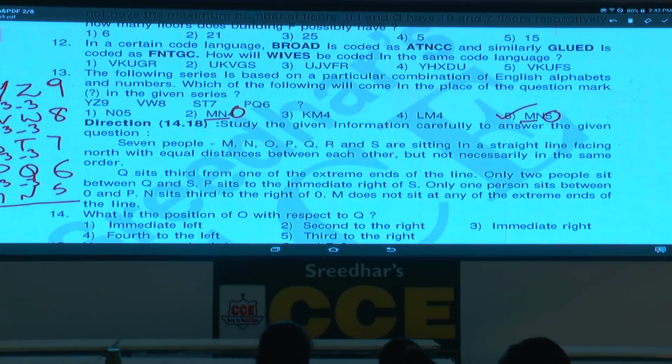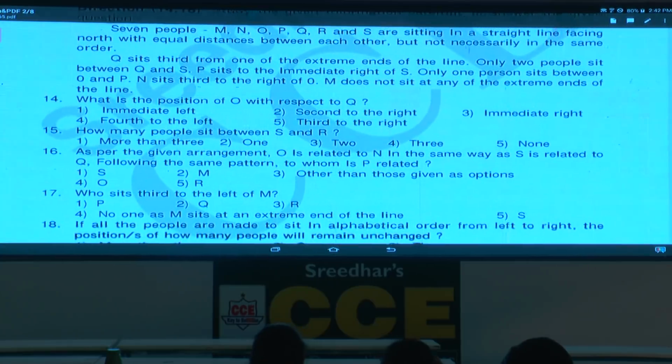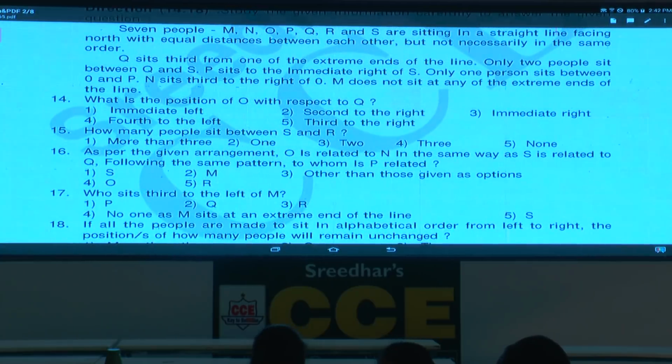Now in this question, numbers 14 to 18, what is the information given here? 7 people M, N, O, P, Q, R and S are sitting in a straight line facing north. All the persons are facing towards north only. Only 2 people sit between. Q sits third from one of the extreme ends of the line.